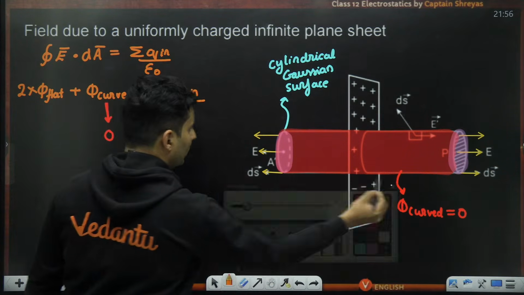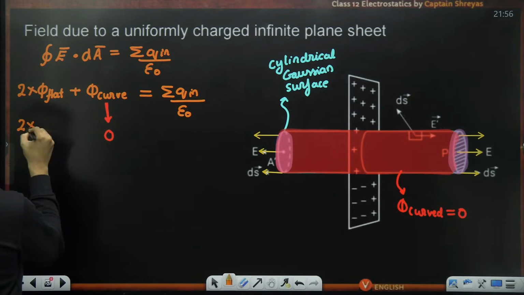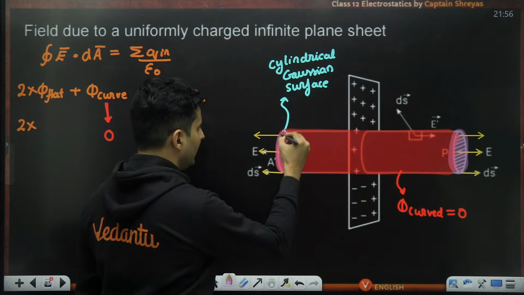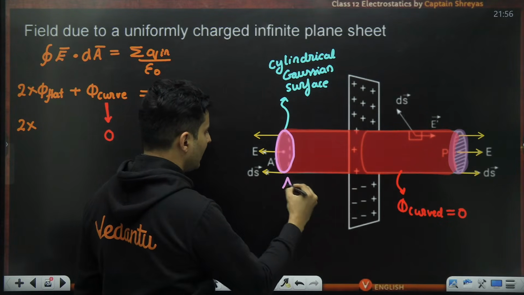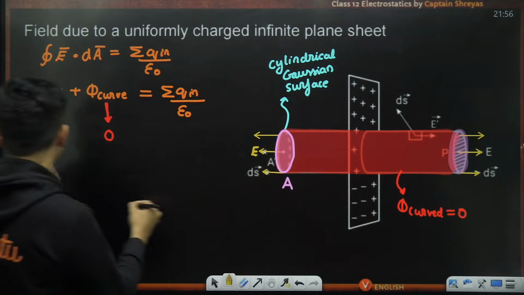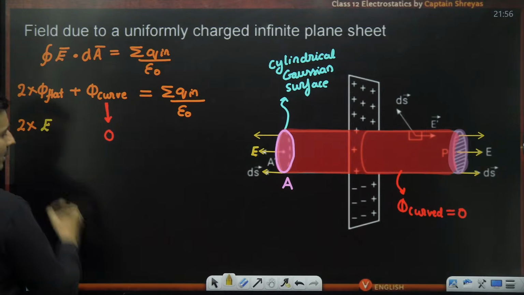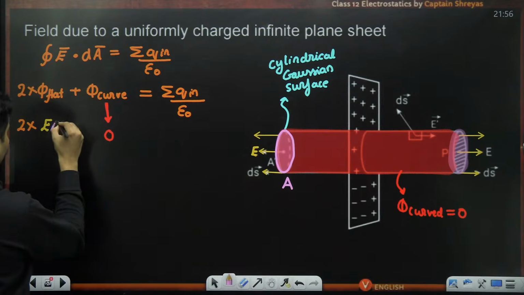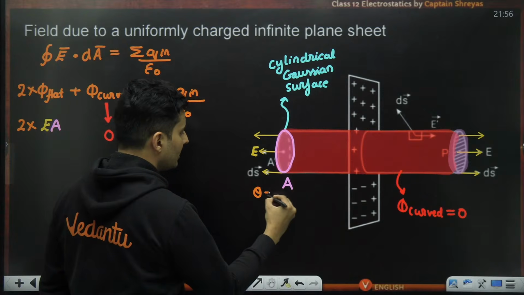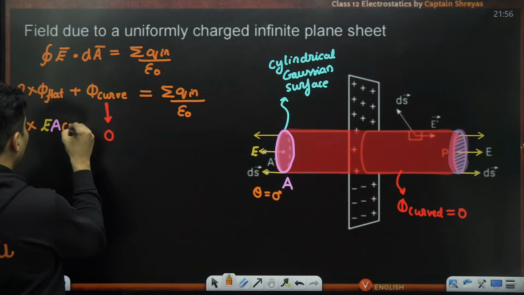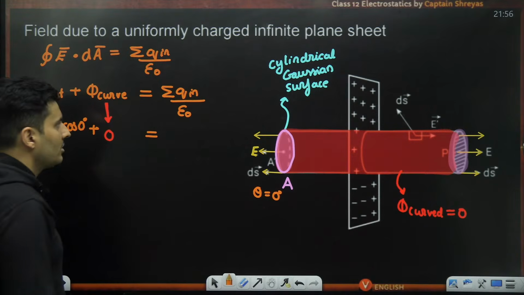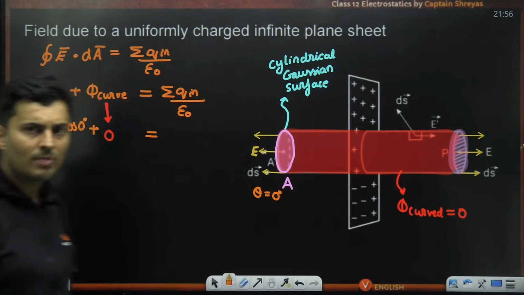All right. What about the flux through the flat surface? As you can see, it will be this area. I can call this shaded area over here, which is in pink, A. The field over here, which I want to figure out, is E. So it will be just electric field multiplied by that area. The angle between them, as you can see, theta is 0 degrees. So EA cos 0 degrees plus 0 is the inside charge by epsilon naught.